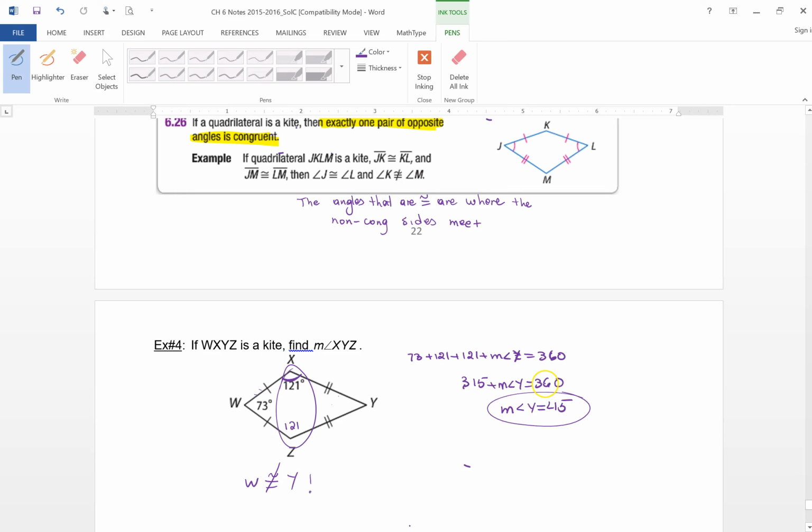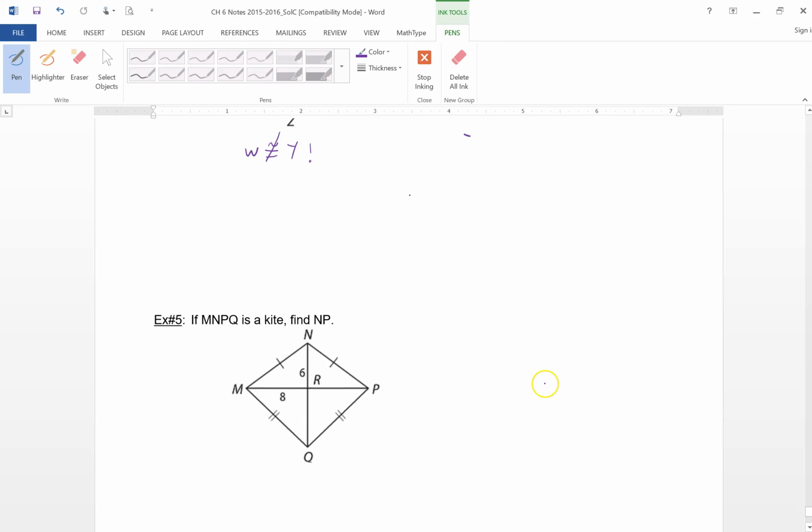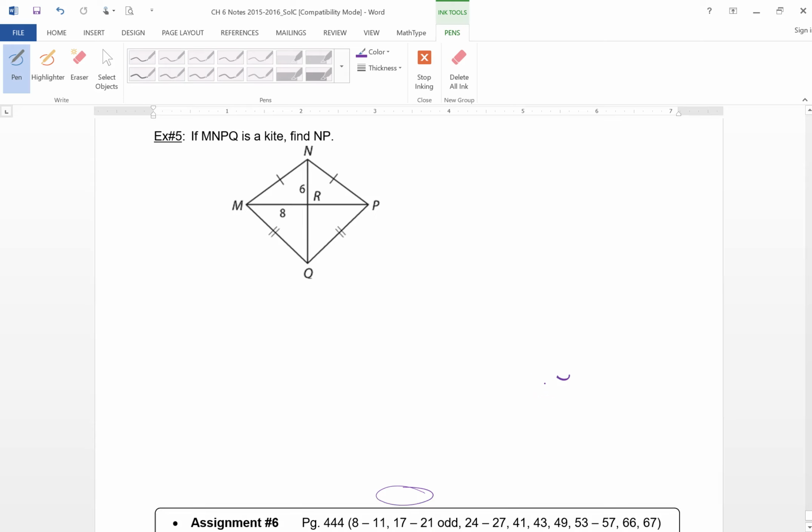All right, I have to do this other one. I'm going to do it because I only have 3 minutes, okay? MNPQ is a kite. We need to find NP, this one. Sorry, I was looking at something else.